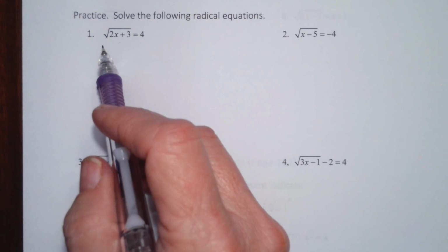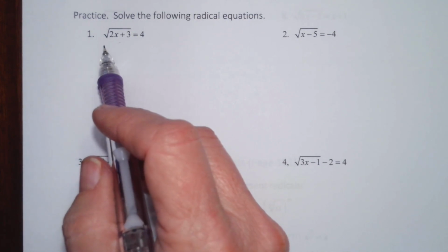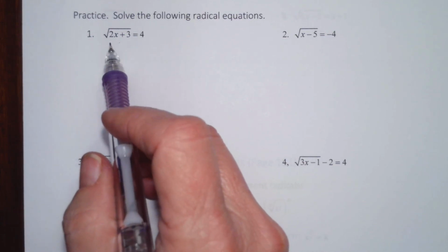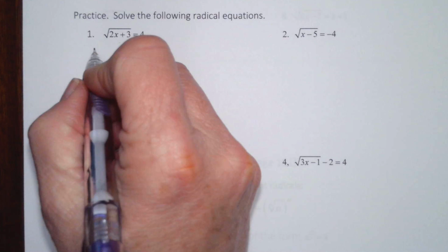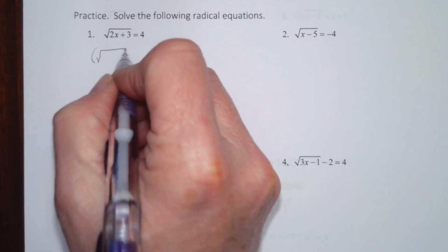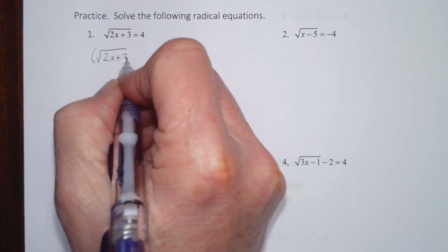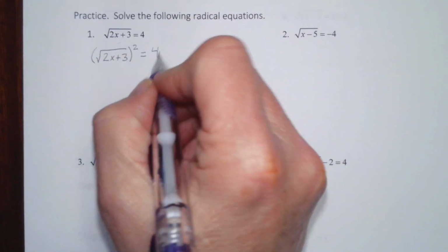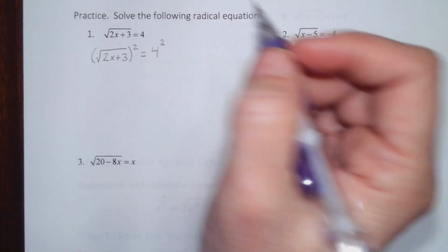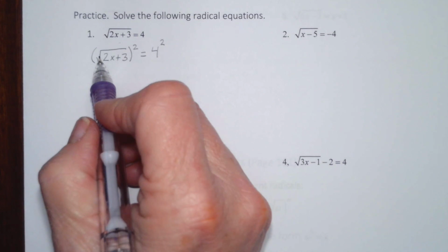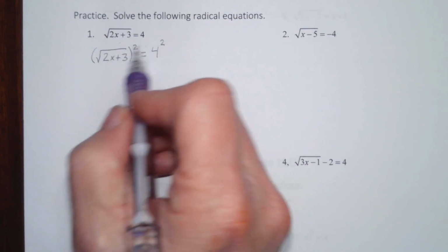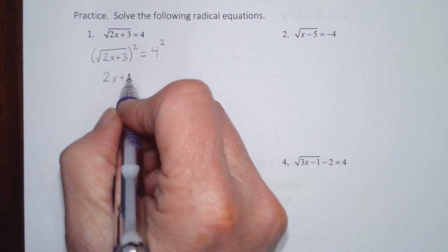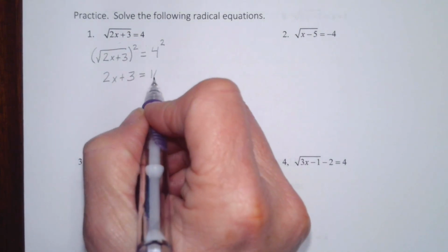So the next thing we're going to do is raise both sides of the equation to the nth power. Because this is a square root, we are going to square both sides. We're going to put this in parentheses: 2x plus 3, squared. If we square one side of the equal sign, we need to square the other side. A square root and a square are inverses of each other, so they cancel each other out. So this is now 2x plus 3 equals 16.